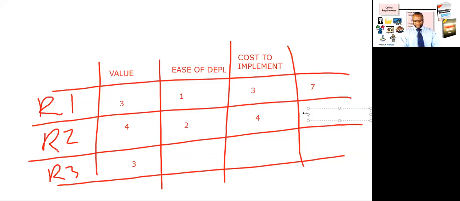this would be a 10. Let's put some other numbers here, 2 and a 4. So you can see requirement 2 is 10 points. That would be at the top of the stack. It would beat the other requirements as far as whatever scoring model you use.